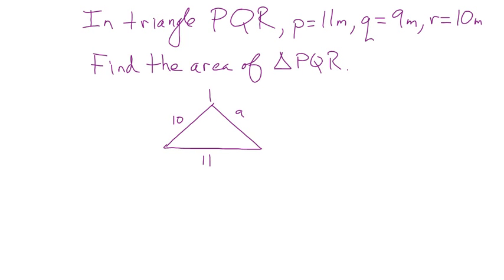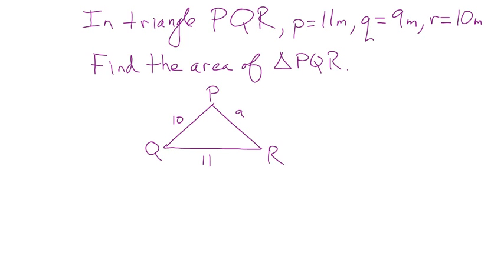First, I guess we should label this, right? This will be angle P because it's opposite the 11, and this will be Q because it's opposite the 9, and this will be R because it's opposite the 10. So let's triangle PQR. Which angle would you like? Q.